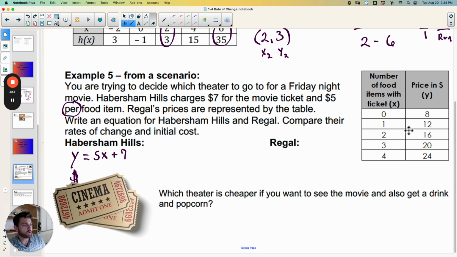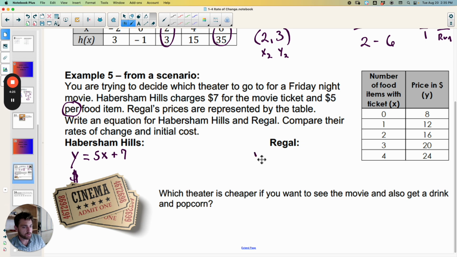Let's see if we can figure out what our equation would look like for Regal. Okay, so let's look at our table. We need a starting point. So how would we know how much it costs to get into the movie theater? Well, think about it. The cost to get into the movie theater is how much it's going to cost with buying 0 food items, right? So look at this column right here, the number of food items with the ticket. So if you buy 0 food items, that costs y dollars. So that means the cost of a ticket for Regal is actually $8.